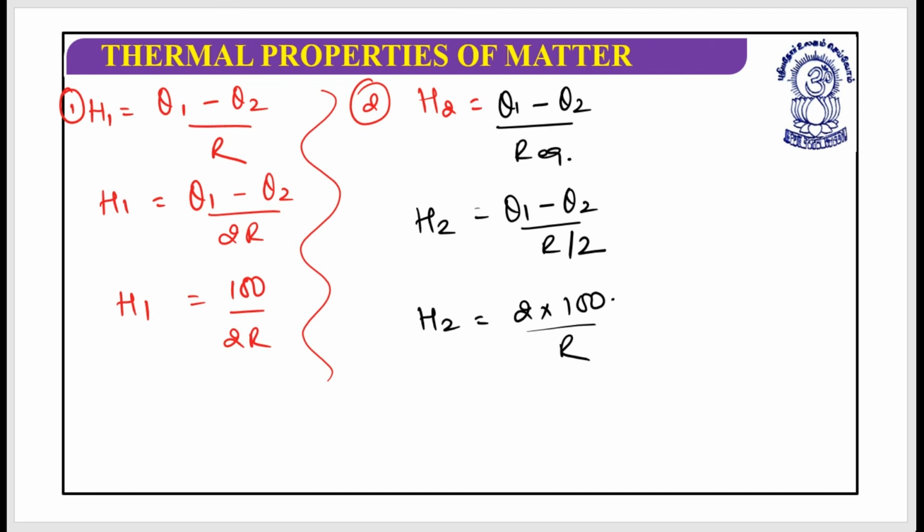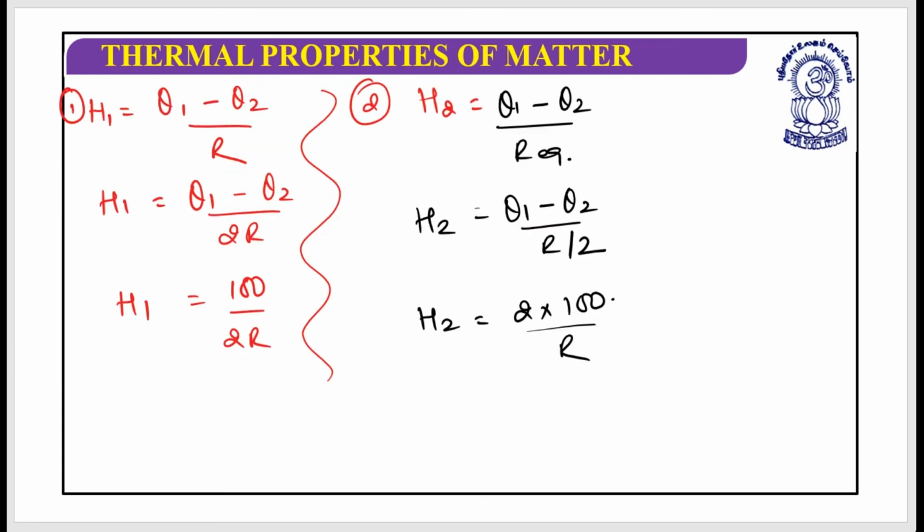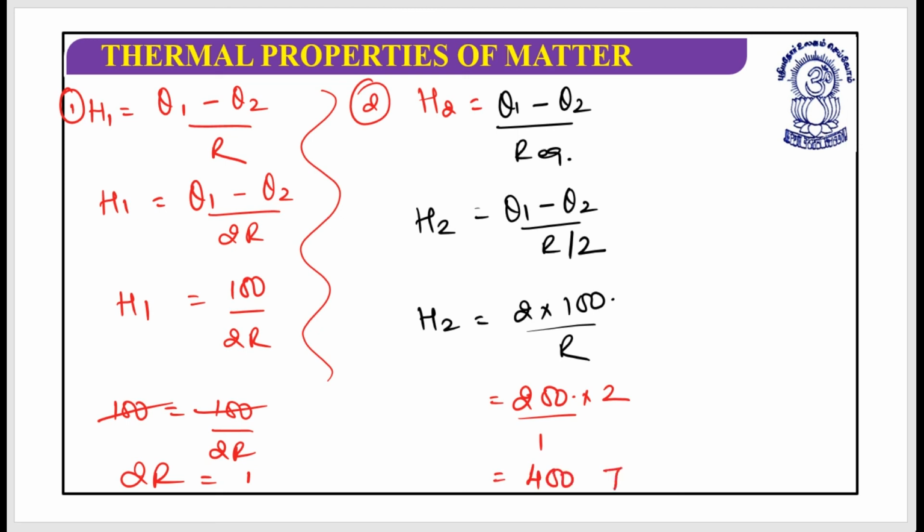Now, they have given one more thing. They have given H1 as 100 joule of energy. So 100 is equal to 100 divided by 2R. This has gone, and from this 2R is equal to 1, so R is equal to 1 by 2. So this is 2 into 100, which is 200 divided by R, where R is equal to 1 by 2. So this is equal to 400 joule of energy per second. It's a heat current, 400 joule of energy per second being transferred from one end of the rod to the other end. Have you got this?